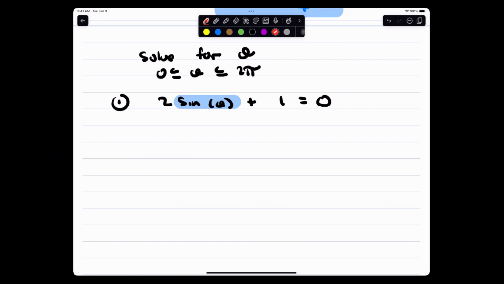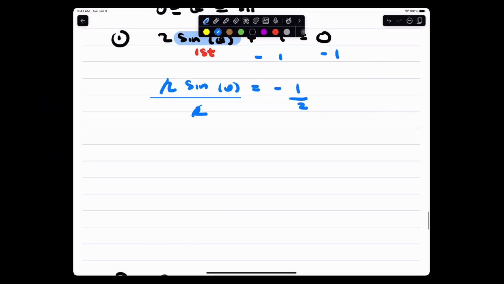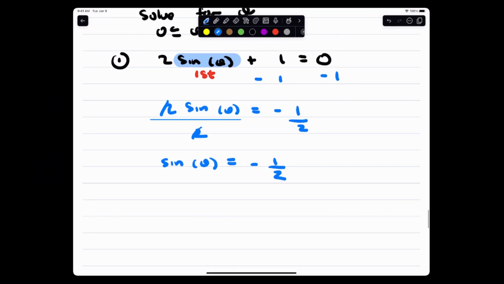Okay, so we're first going to have to solve for this sine theta. Subtract 1. You get 2 sine theta is -1. Okay, what do you guys do now? You can divide both sides by 2. And now you have sine theta is negative 1/2.